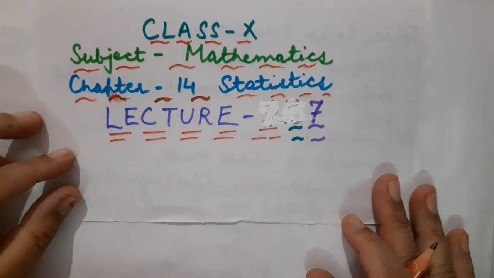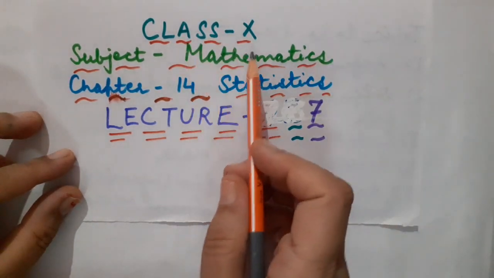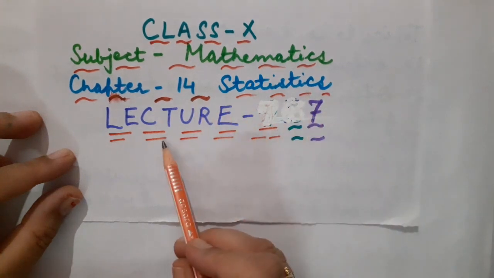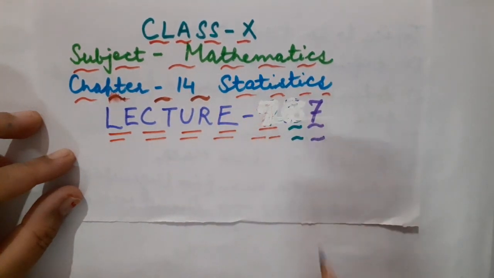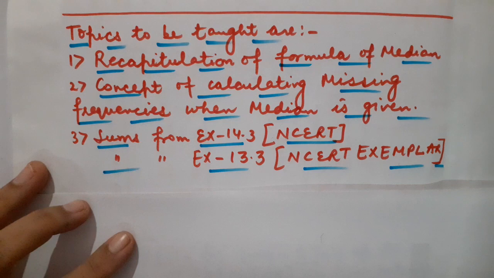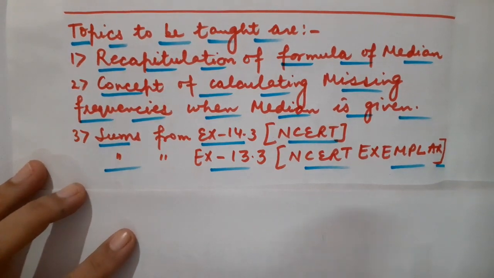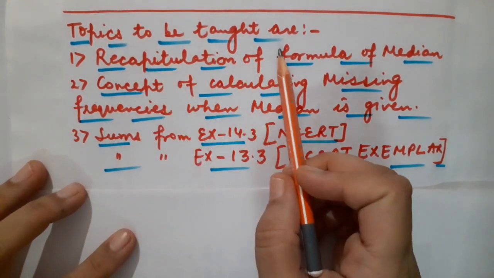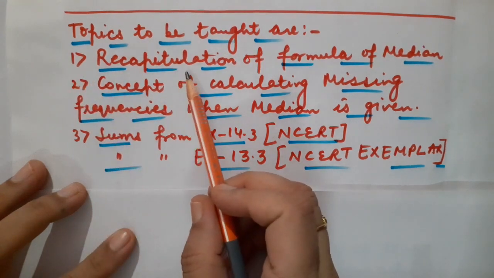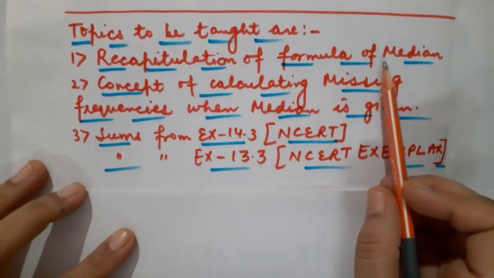So, children, let us start today's mathematics class of grade 10th, chapter number 14, statistics. Children, this is our lecture number 7. In this lecture, the topics which I am going to teach you are: number 1, first of all, I will make you recall the formula of median.